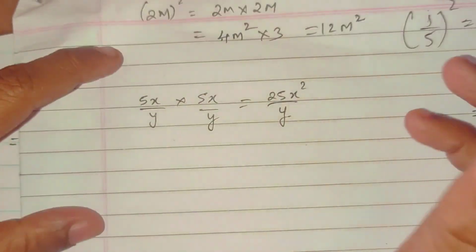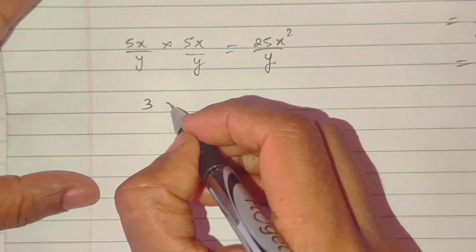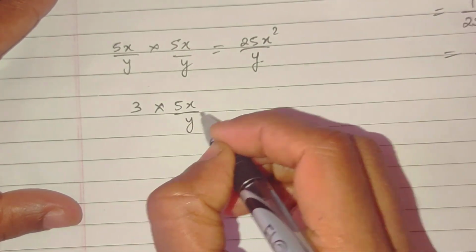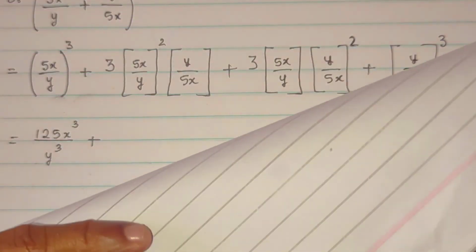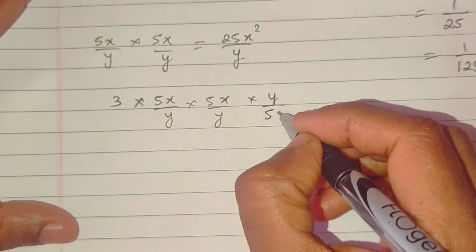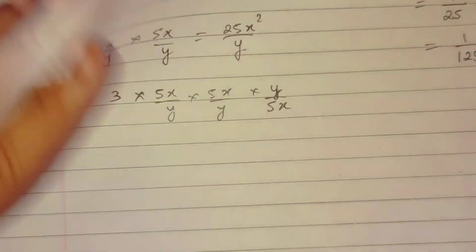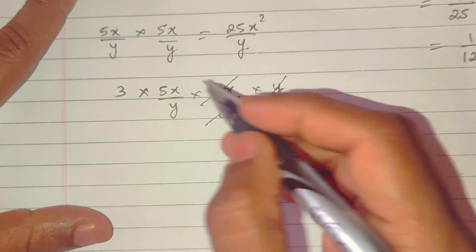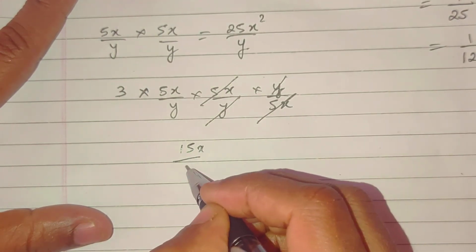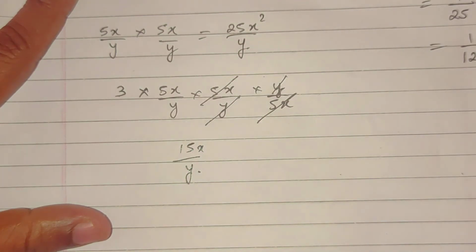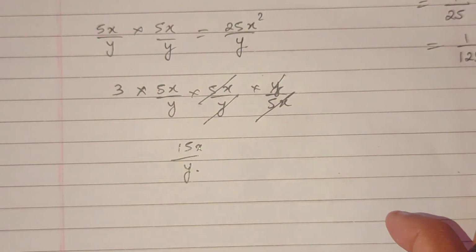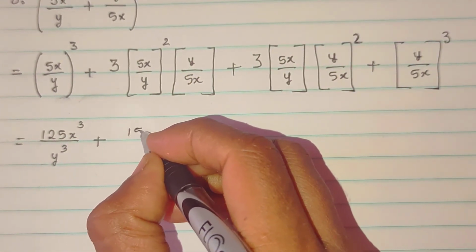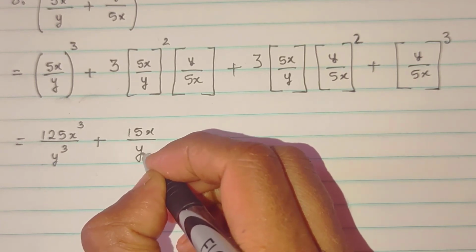Then see, you have into 3. Now here you have into 3. If we split this, 5x upon y into 5x upon y then into y upon 5x. So see, this and this will cancel, y and y will also cancel. So 3 5s are 15x upon y will be left. So that means here the second term will be 15x upon y.